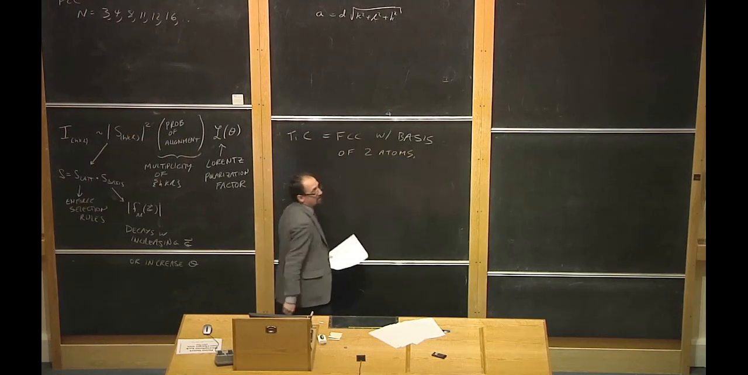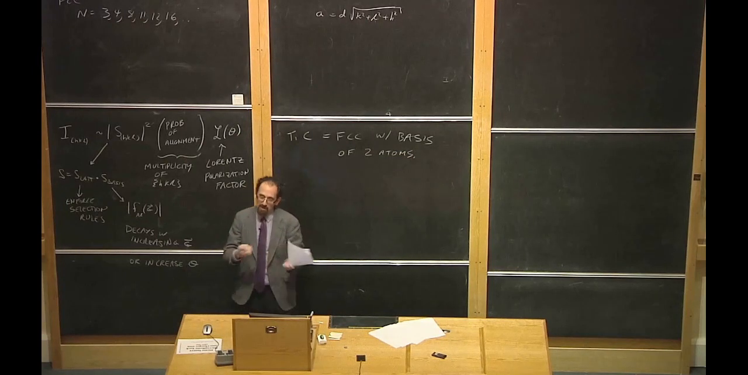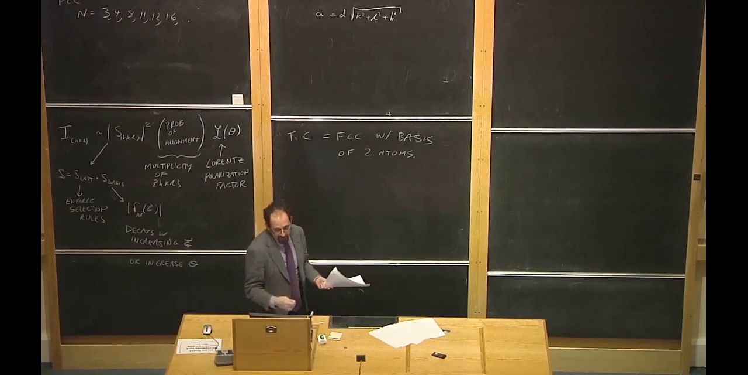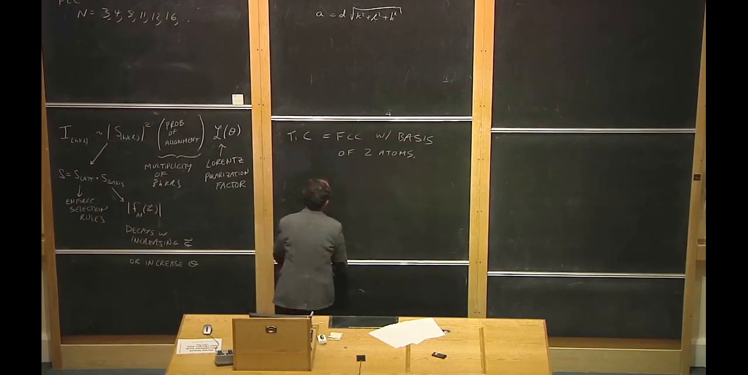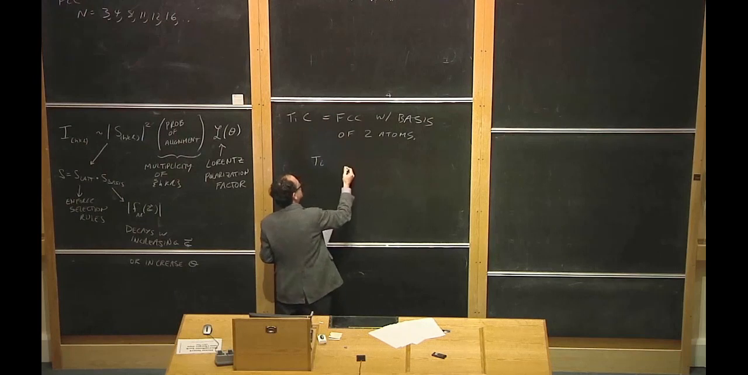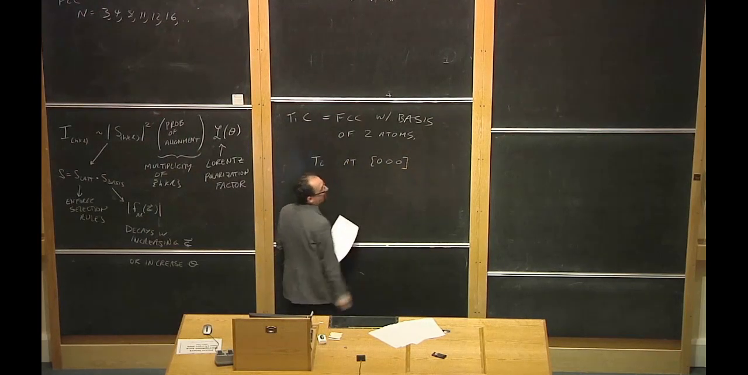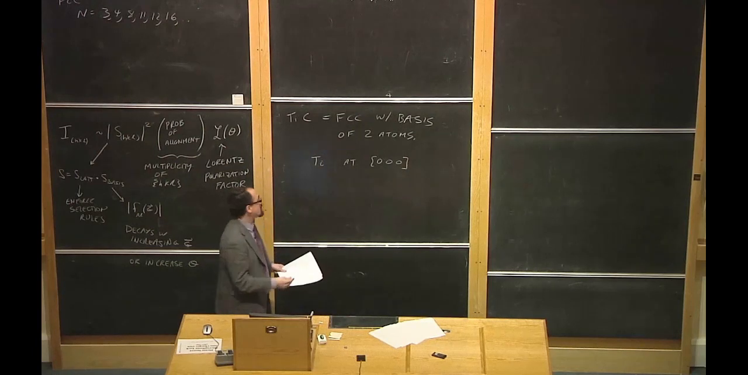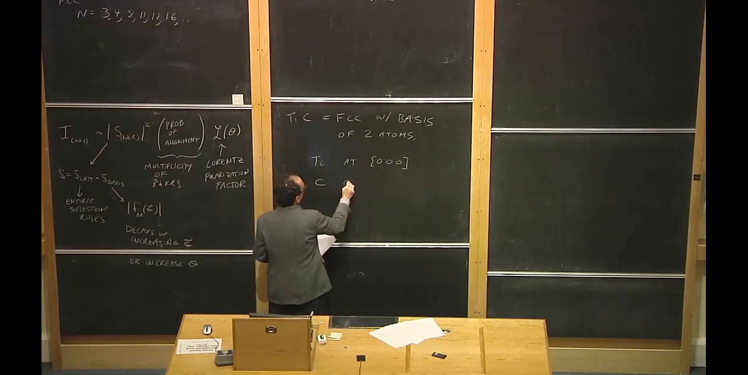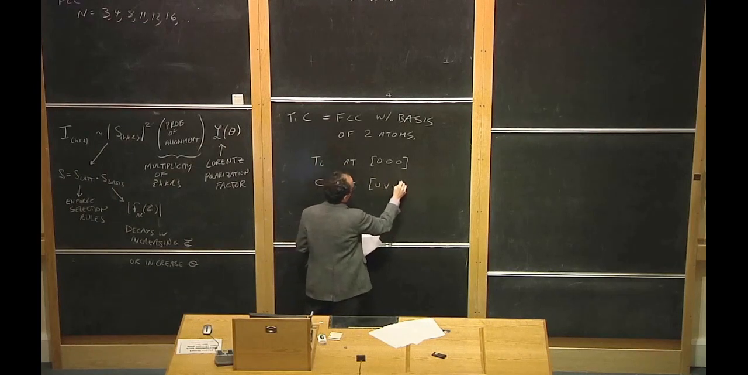And we'd like to know what is the form of the basis. In other words, where do you put the titanium, where do you put the carbon in the unit cell? So can we figure that out? Well, arbitrarily we can always assign titanium to the position 0, 0, 0 in the unit cell. We'll just define the titanium position to be 0, 0, 0. But then carbon we'll put at position UVW, which we don't know.